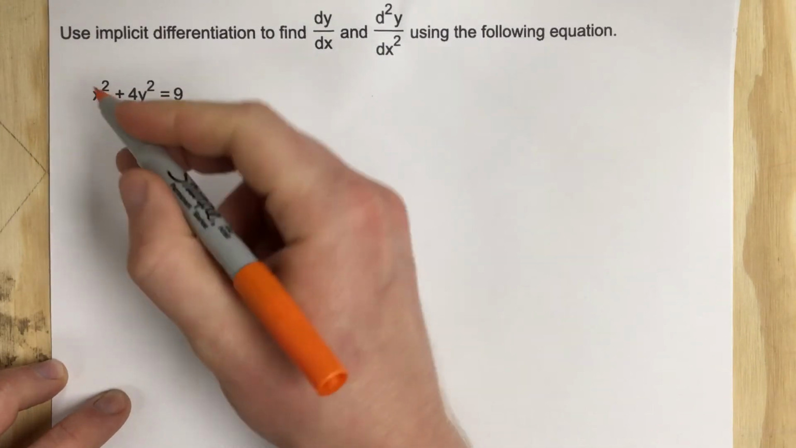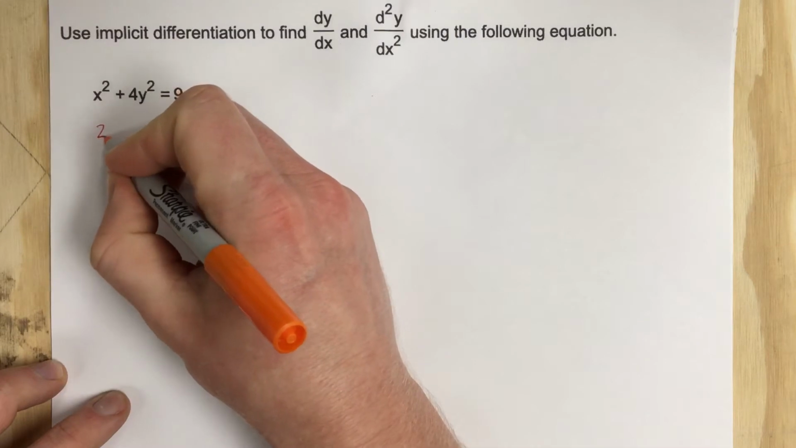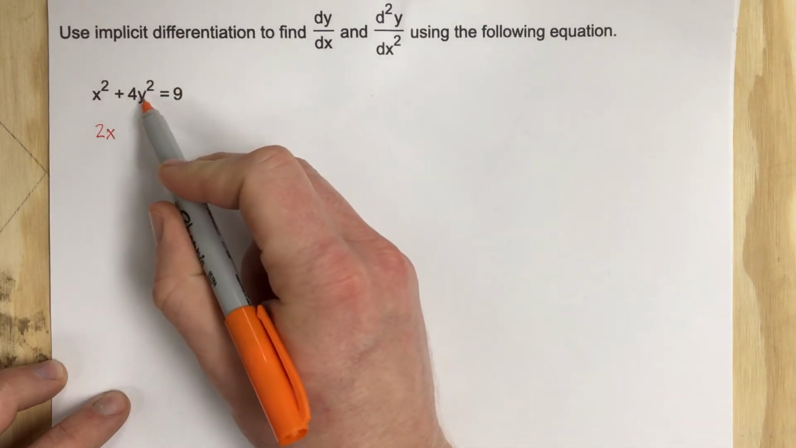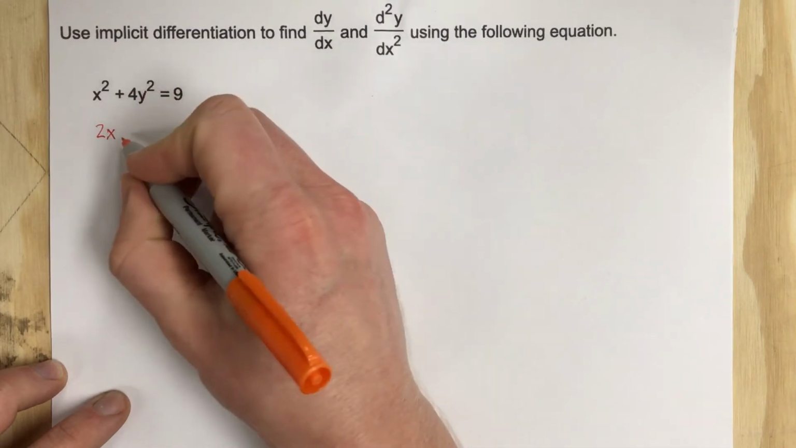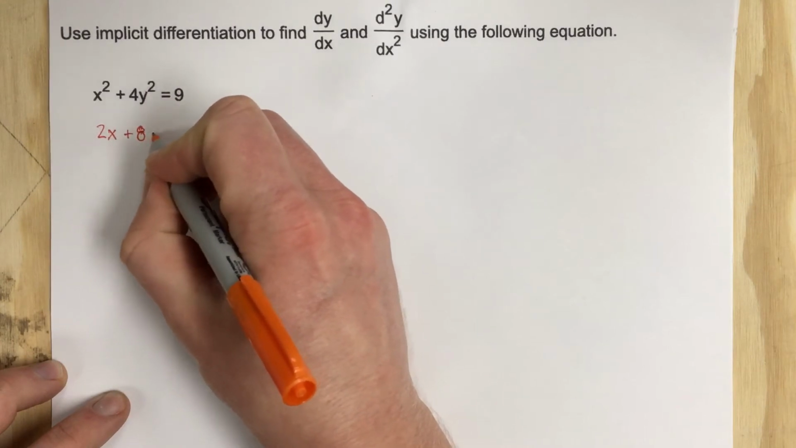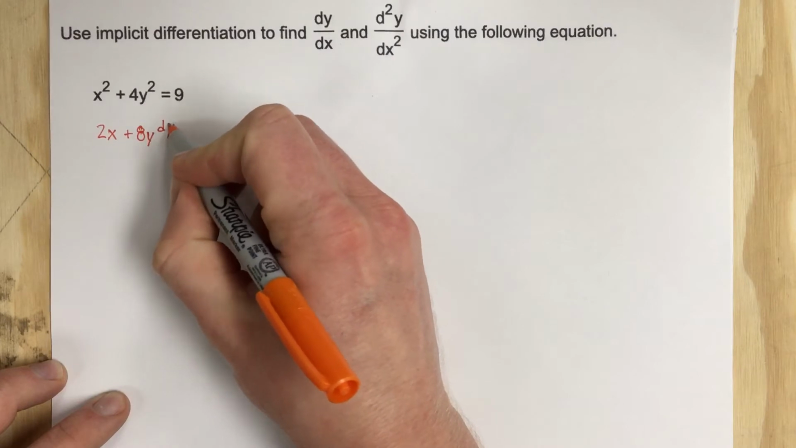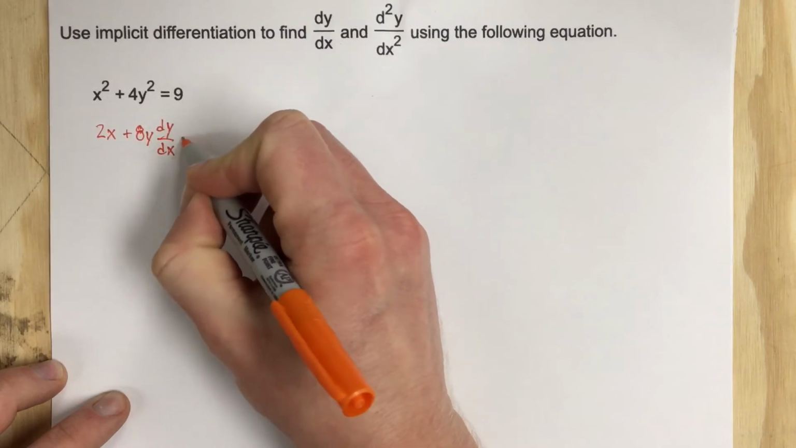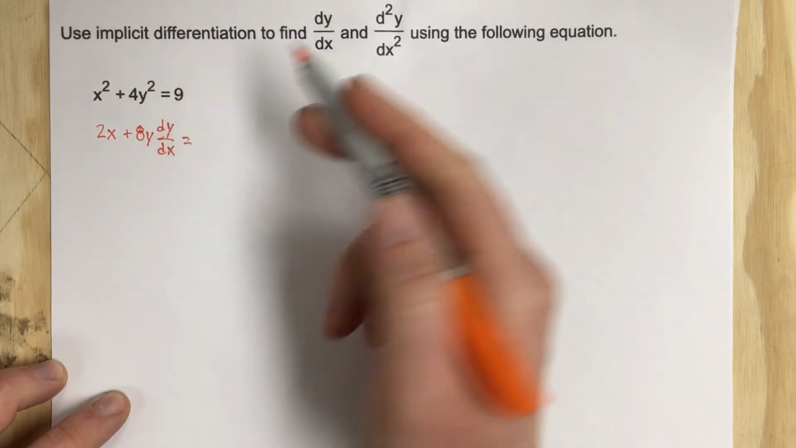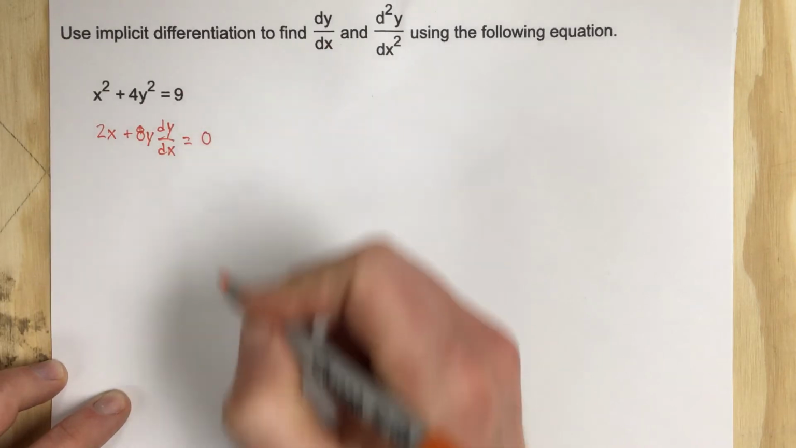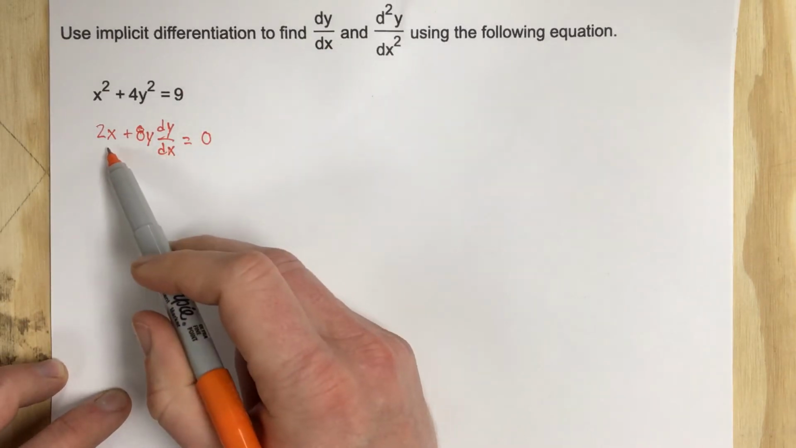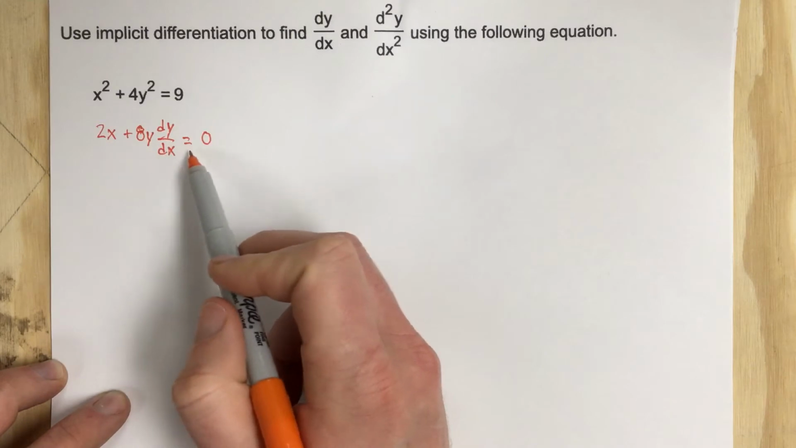Derivative of x squared, well, that's going to be 2x. Derivative of 4y squared is just plus 8y, but because I did the derivative of y, I need to put dy over dx behind it. Derivative of 9, well, that's just 0. So we have 2x plus 8y dy over dx equals 0.